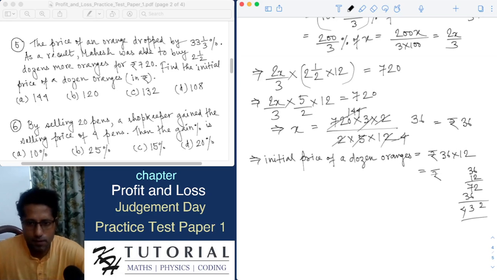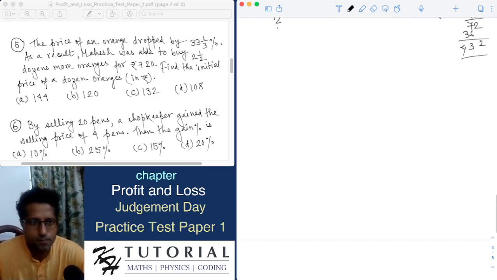Okay, I'm skipping it for the moment. It is not matching with any of the given choices. Let's see problem number 6.